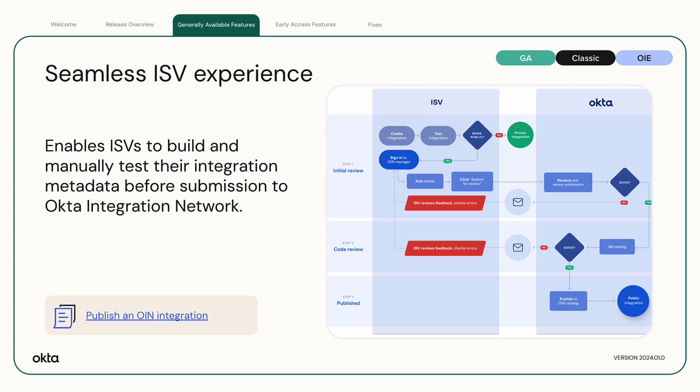Seamless ISV experience. Okta now provides a seamless ISV experience to optimize the Okta Integration Network submission experience for SAML and OIDC integrations. This new experience enables independent software vendors to build and manually test their integration metadata before submission. This reduces the time needed for the OIN team to review and validate that the integration functions as intended, which shortens the time to publish in the OIN. This experience also incorporates communication processes in Salesforce, enabling improved collaboration internally within Okta teams and externally with ISVs.